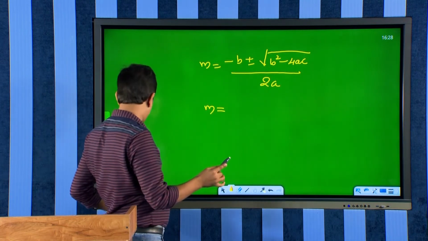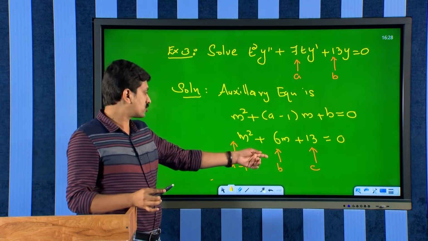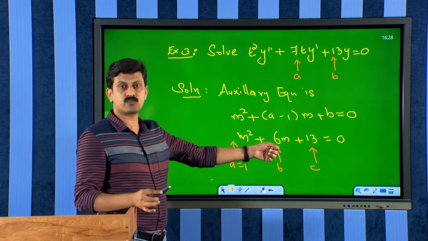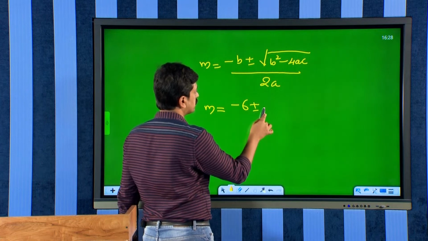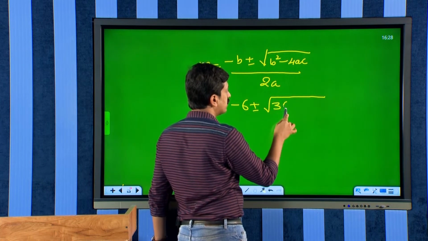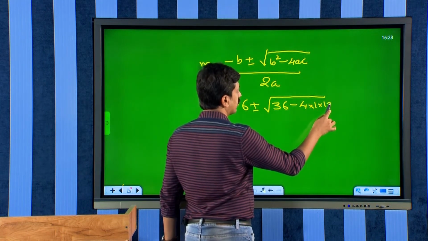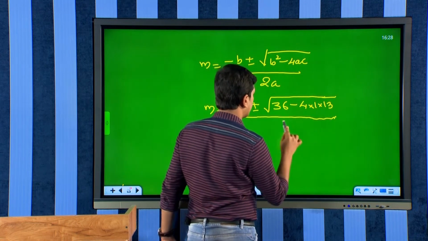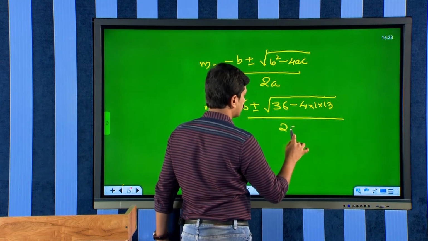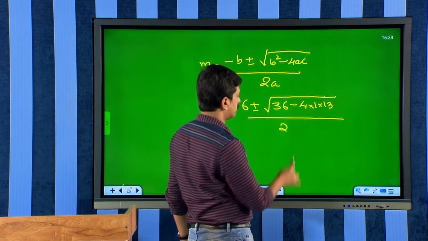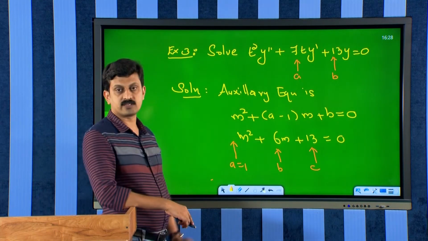Therefore, m is equal to minus b, the value of b is 6, so minus 6 plus or minus root of 6 square minus 4ac, that is minus 6 plus or minus root of 36 minus 4 into the value of a which is 1, the value of c which is 13, divided by 2a, that is 2 into 1.